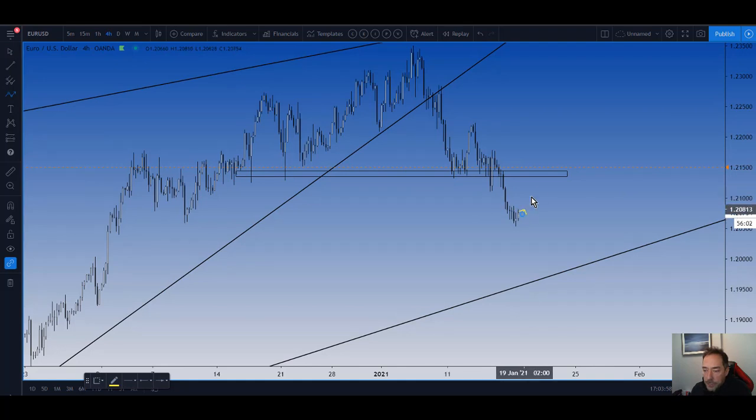Okay, waiting patiently, looking to see if price comes back into this zone, then looking for sellers to come in, looking to trade back into probably around 1.2, okay, the bottom of the channel. So that hopefully will set up this week at some point.